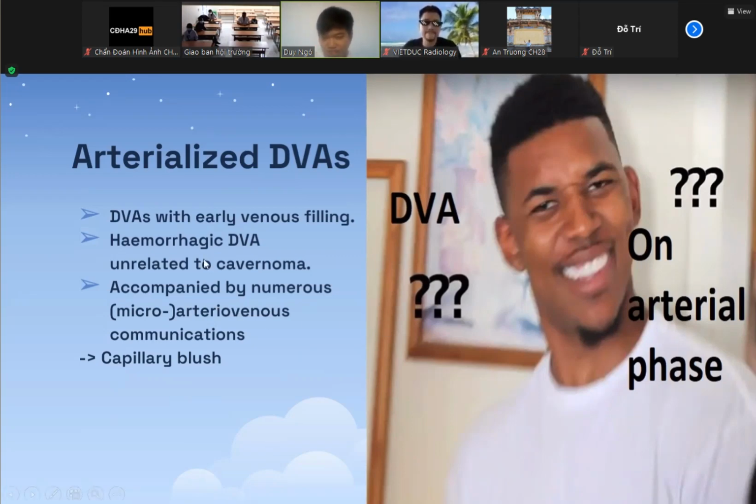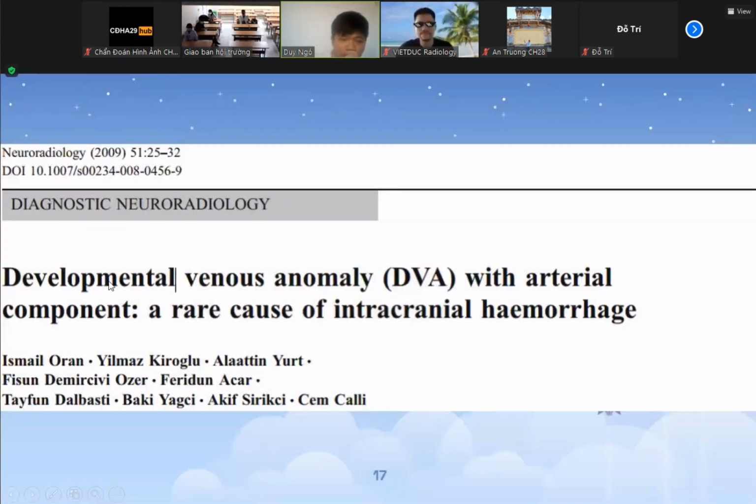That kind of thing. And normally, you know that DVA does not cause hemorrhage. DVA that causes hemorrhage is most likely related to cavernous malformation. That's the primary case. In a secondary case, hemorrhagic DVA unrelated to cavernous malformation can be arterialized DVAs. And that kind of situation occurs when accompanied by a number of micro arteriovenous communications, which are represented with a capillary blush appearance.